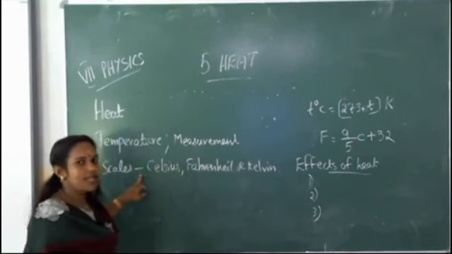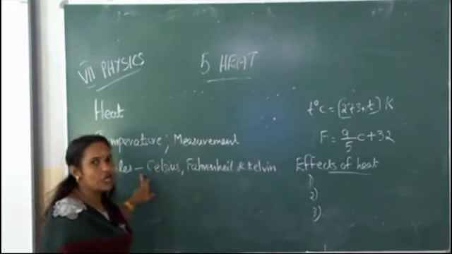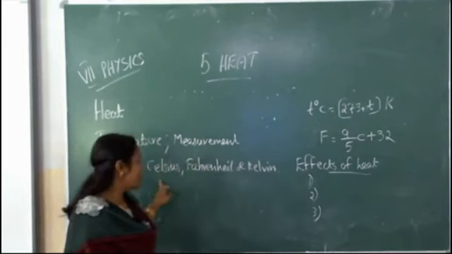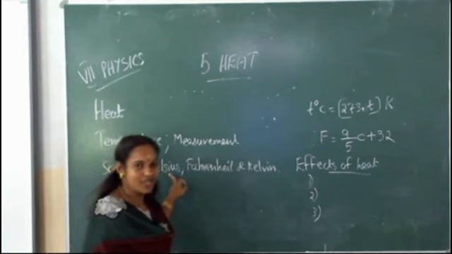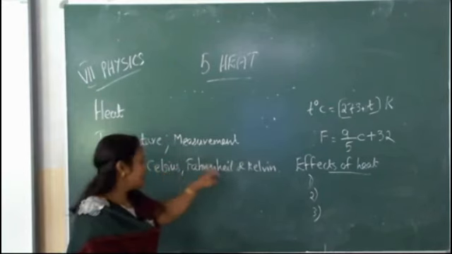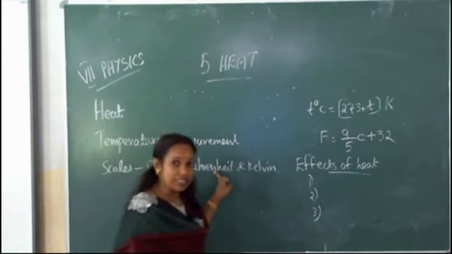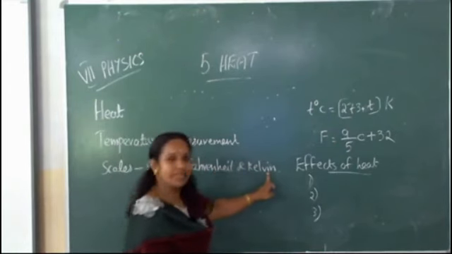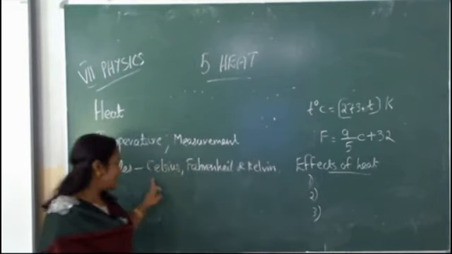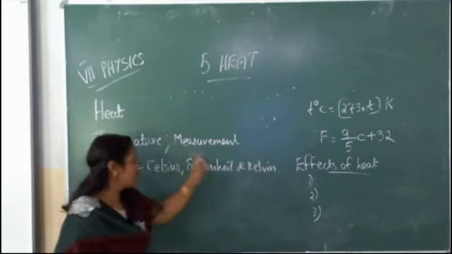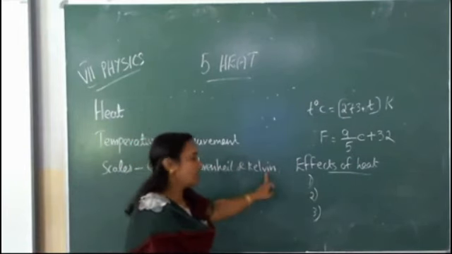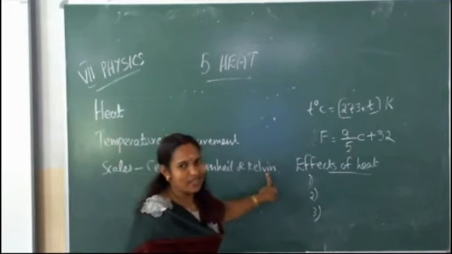Next topic is the 3 different scales of temperature: Celsius, Fahrenheit and Kelvin. Celsius was invented by the scientist Celsius. In that, the ice point is 0 degree Celsius. In Fahrenheit, the ice point is 32 degree Fahrenheit. And in Kelvin, the ice point is 273 Kelvin. The steam point in Celsius is 100 degrees Celsius. In Fahrenheit, it is 212 degree Fahrenheit. In Kelvin, it is 373 Kelvin.